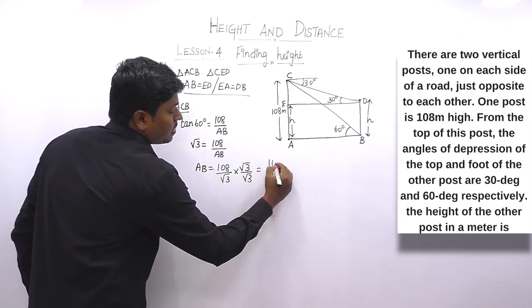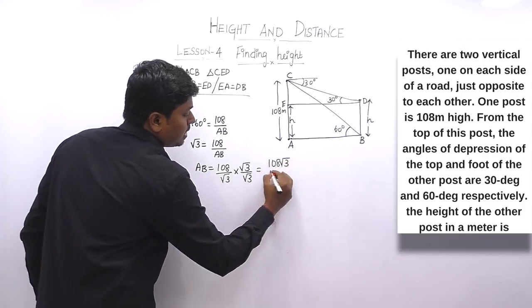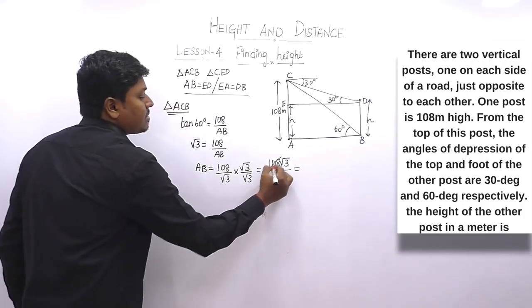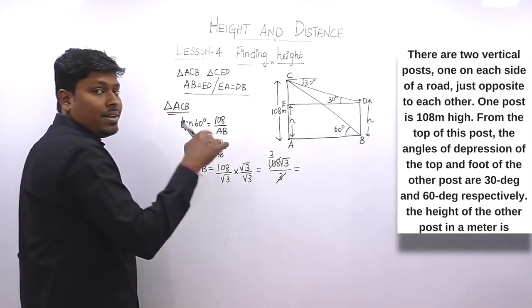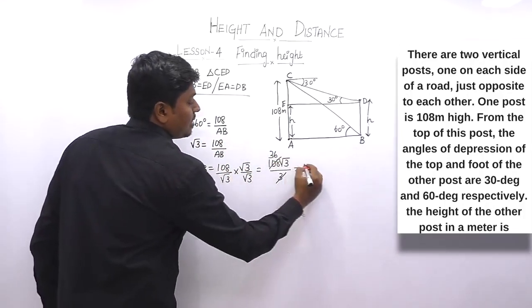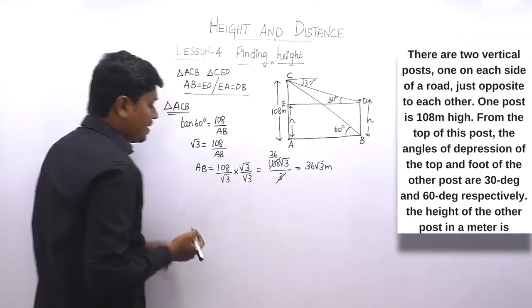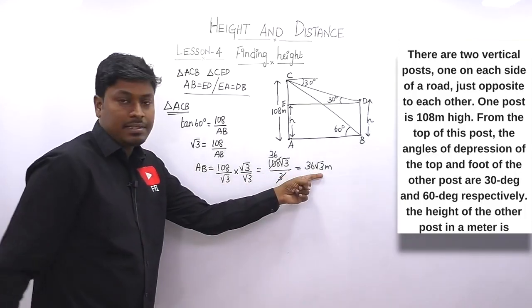And this can be written as 108 root 3 divided by root 3 into root 3, which will be 3. So while you cancel this, 3 3s are 9, remainder 1, which is 18, 6 3s are 18. That is equal to 36 root 3 meter. So finally we can say that AB is equal to 36 root 3 meter.